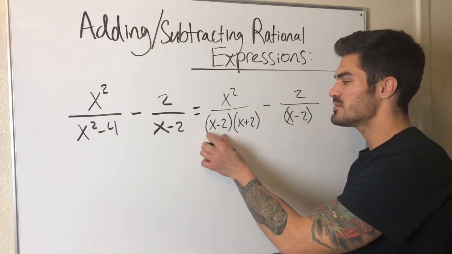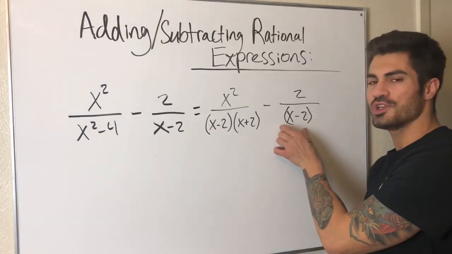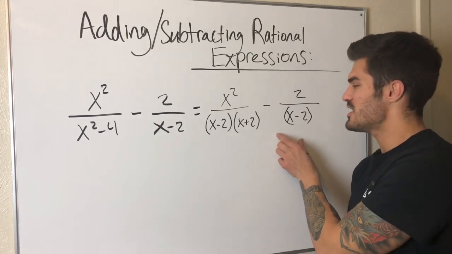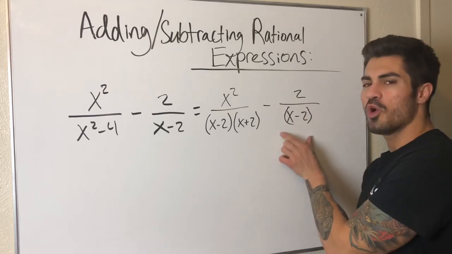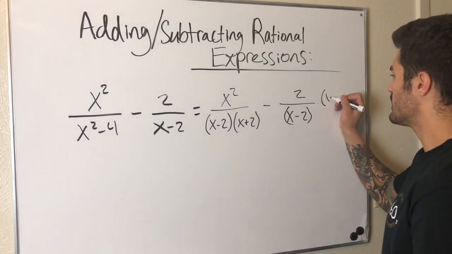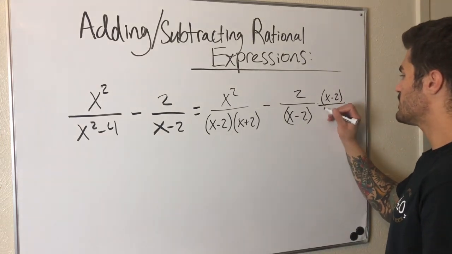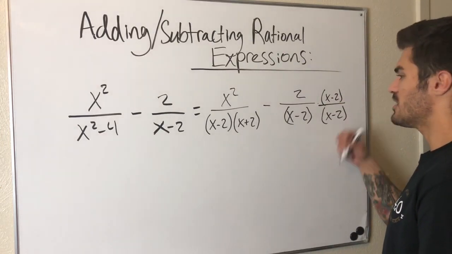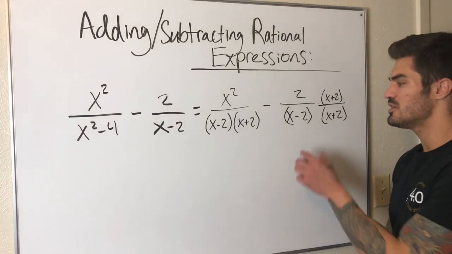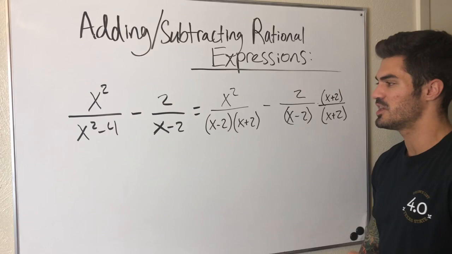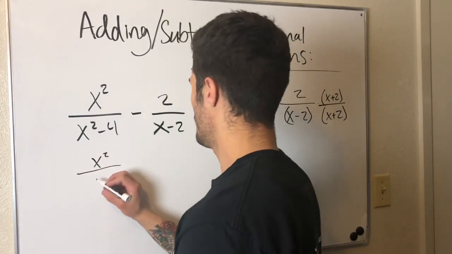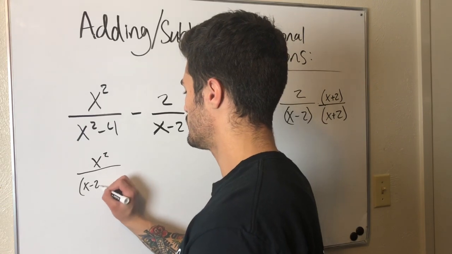So I have an x minus 2 and an x plus 2 here, and I only have an x minus 2 here. So in this case, it's actually a little bit easier of an example because we only have to modify one of these expressions. So I'm going to go ahead and multiply by x plus 2 over x plus 2, because that's going to give me what I need as far as the common denominator. So what does my answer look like now? I still have this x squared over x minus 2, x plus 2.